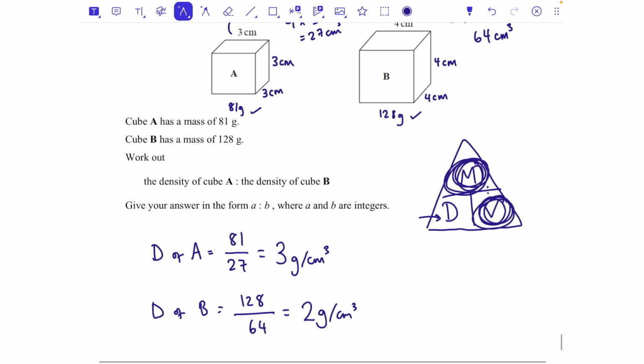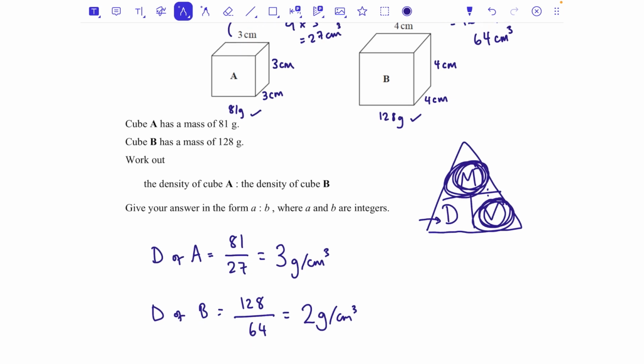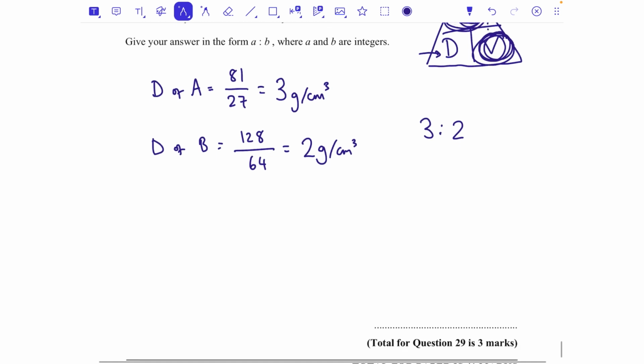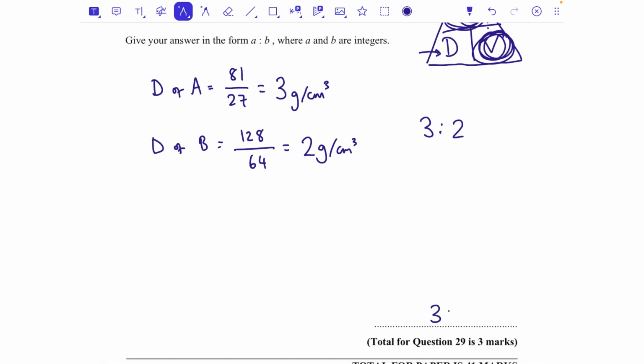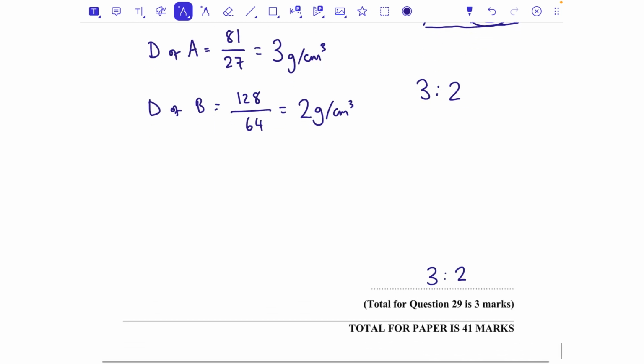Now they want that as a ratio, the density of A to the density of B, and that's going to be 3 to 2. Give your answer in that form. A and B have to be whole numbers, and we've got that. So your final answer there is 3 to 2. And that's all 41 marks of that paper.